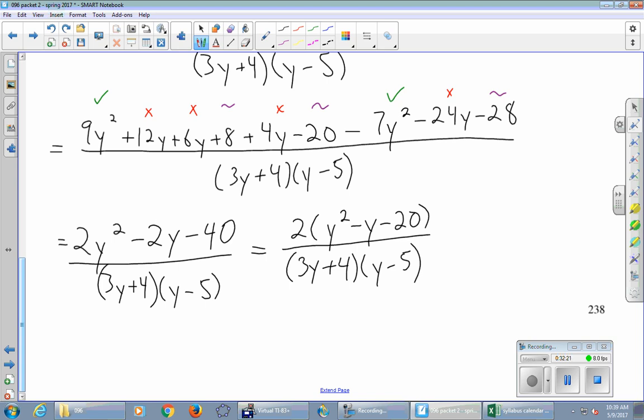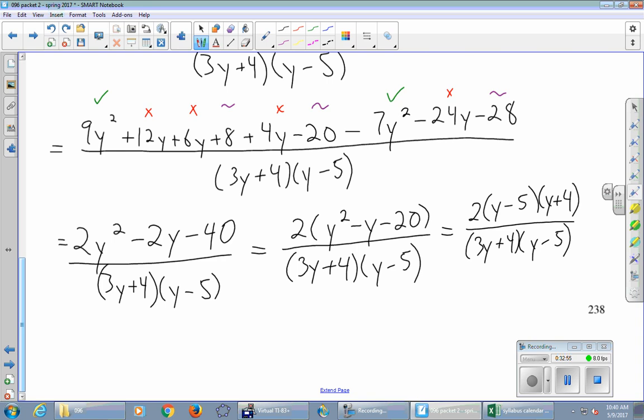And then what kind of factoring might work in the parentheses upstairs? Greatest common factor? No. Difference of two squares? No. Box? Maybe. In this case, it does. Turns out to be y minus 5, y plus 4. Can we simplify now? Yes, we can. Y minus 5, y minus 5.